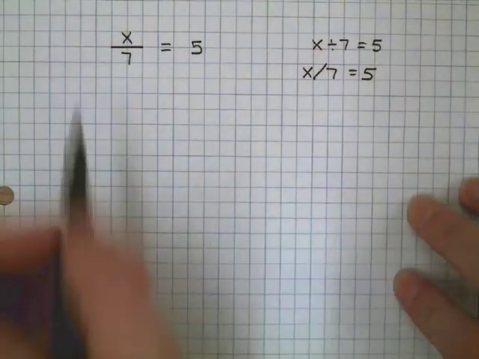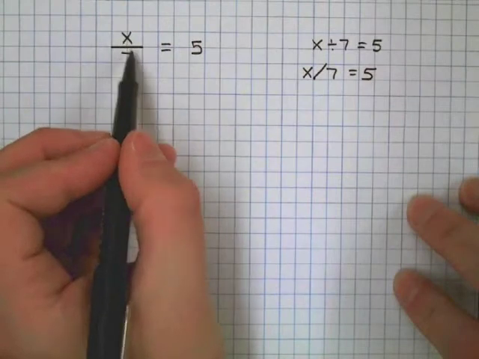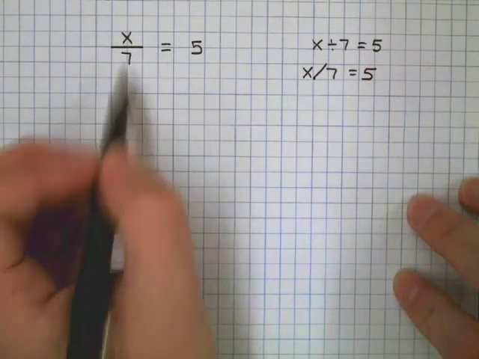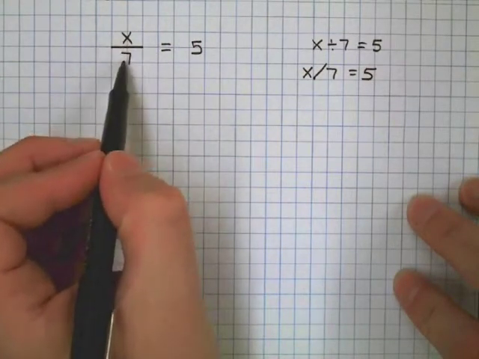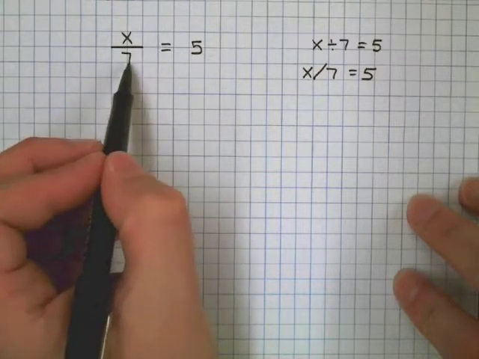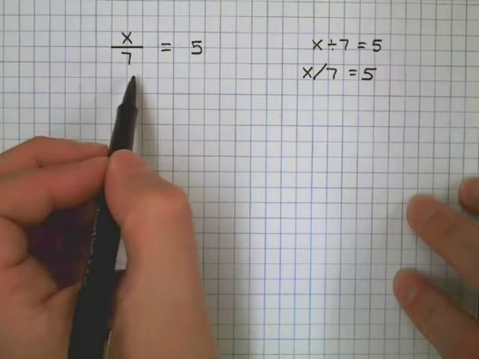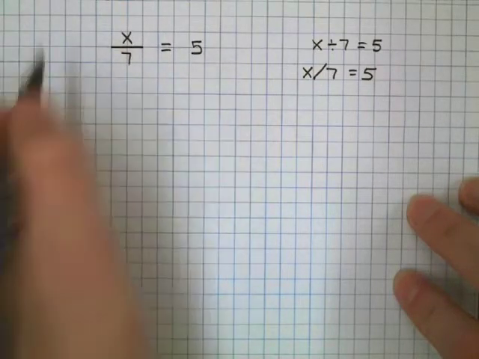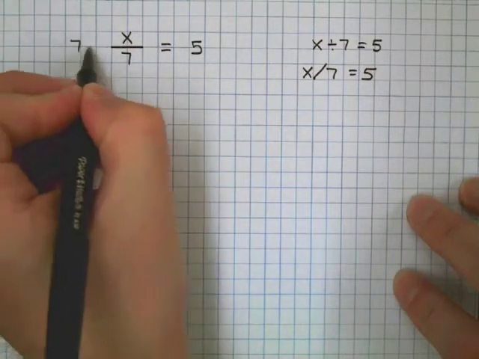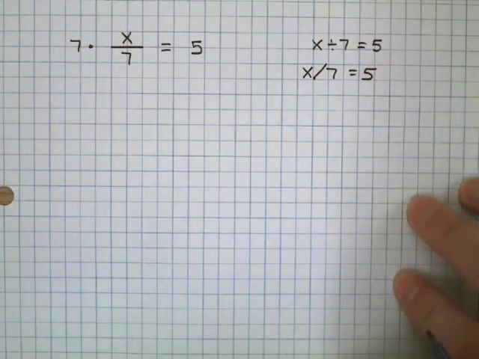Now, if I want to find out what x is, so I want to get x by itself on this side of the equation. Well, right now I'm breaking x into 7 different pieces, so I'm dividing it by 7. So I need to undo that division. The opposite, the inverse of division, is multiplication. So I'm going to multiply this side by 7.